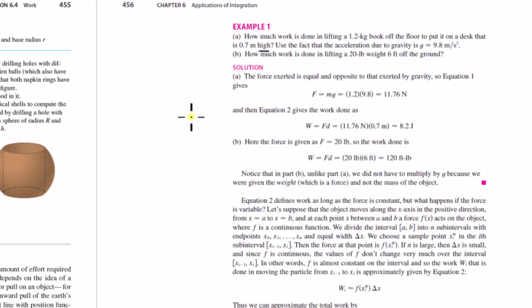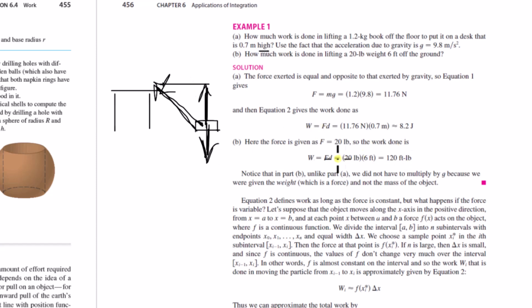So if you lifted up the book from here onto this desk and it went like that, well, the force due to gravity, the weight, is acting down. So you're not going to say this force times this distance. You're going to say this force times this distance. And the force is constant. So it's easy. Force times distance, the constant force times the distance.